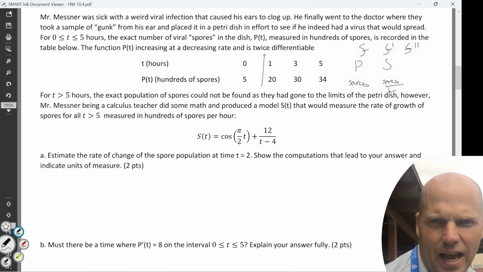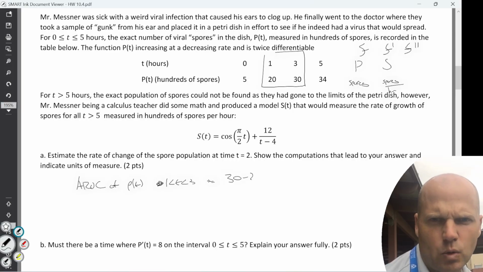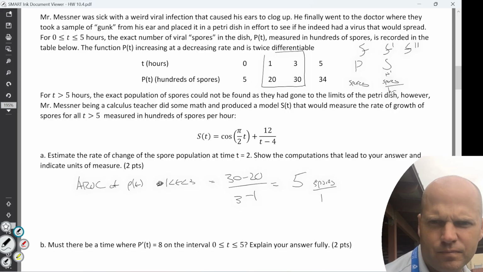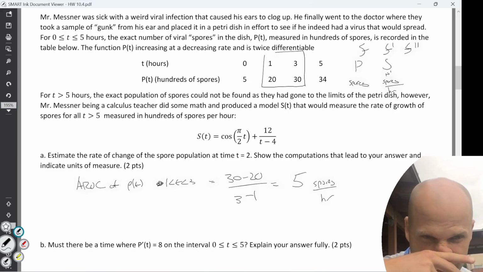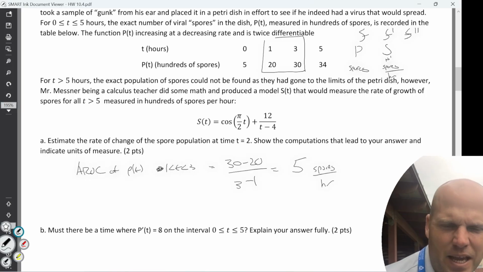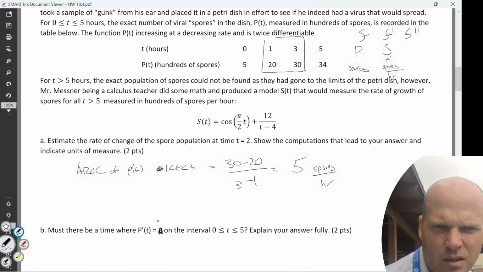This is when we are going to look at the average rate of change of P over the interval 1 to 3, which will be 30 minus 20 over 3 minus 1, which is 5. I'm taking the derivative of P. I get P prime. I'll get spores per hour. That's my units of measure. That's my answer. Must there be a time when P prime equals 8? I don't think it's supposed to be 8. I think it's supposed to be 15. Why don't we call it 2?